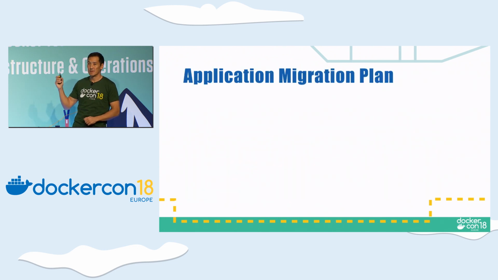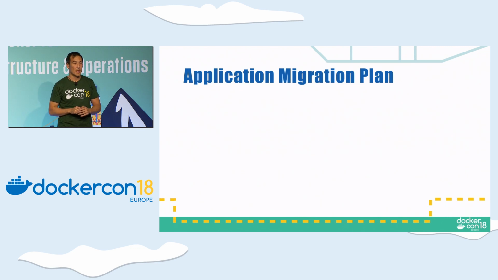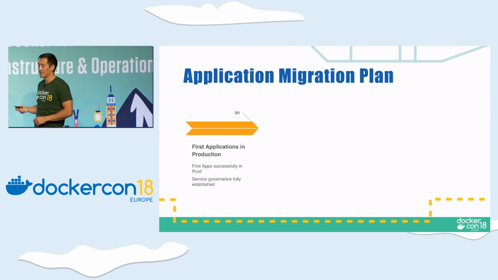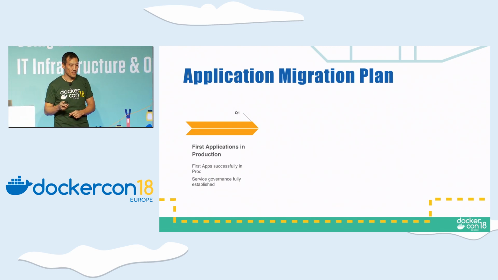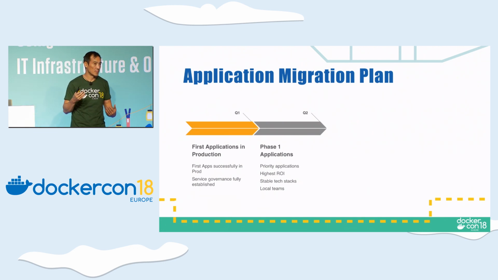All right, so now we know what we're going to deliver, we've defined our service level classes or agreements, and we've done our scorecard. So now we can start to build an application migration plan. We got our first apps into production, and now we can think about, well, what's our next phase? So this is an example. We can do, let's say, the highest priority applications, or the ones that have the highest ROI.